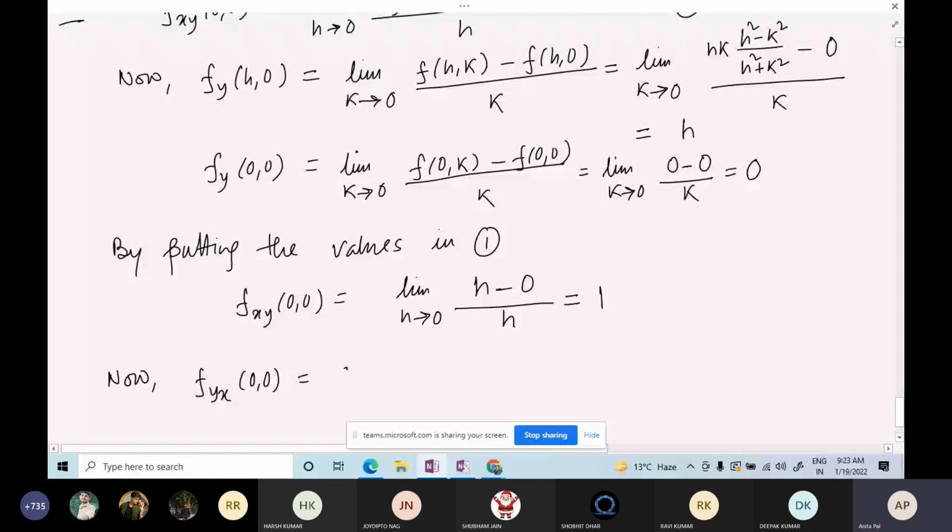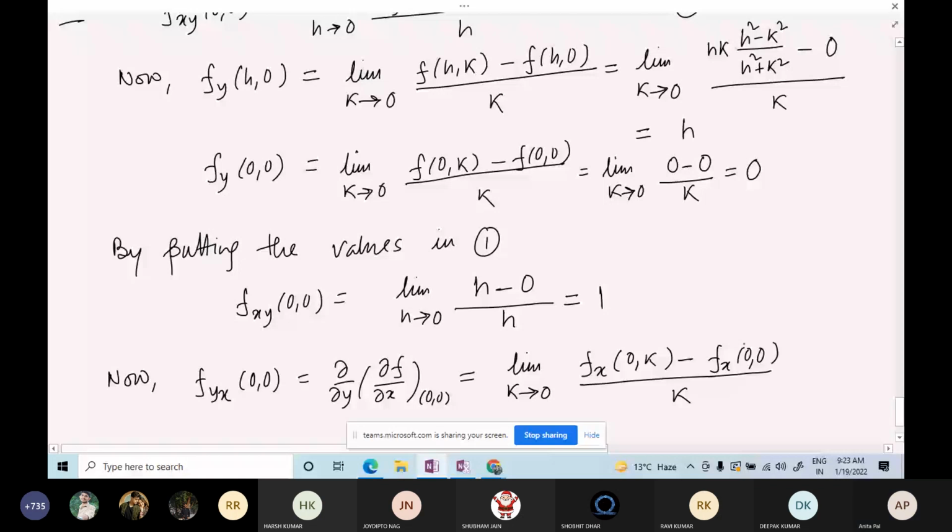Okay, so we know the definition. It is limit k tends to 0 of f_x(0,k) minus f_x(0,0) divided by k. Now separately we have to find out these two values. f_x(0,k) is what? Del x of f at (0,k).